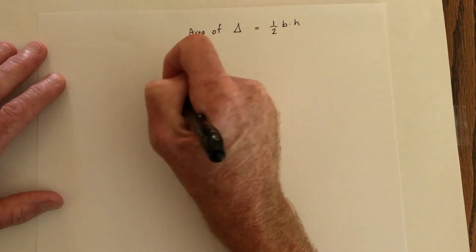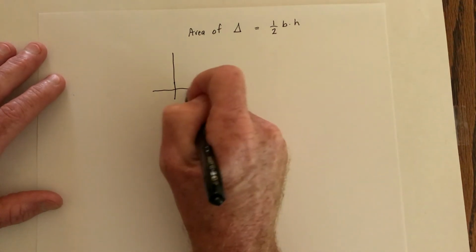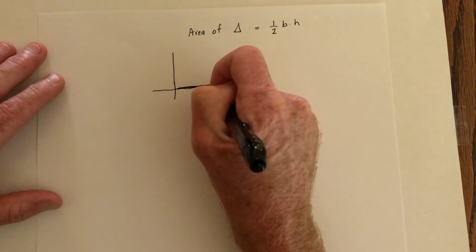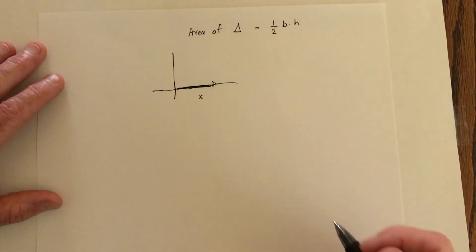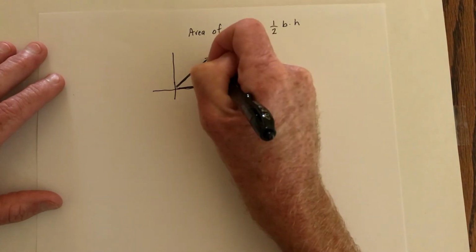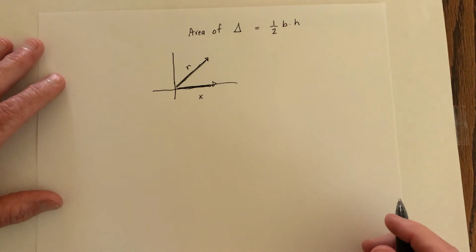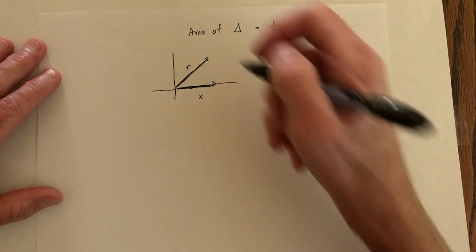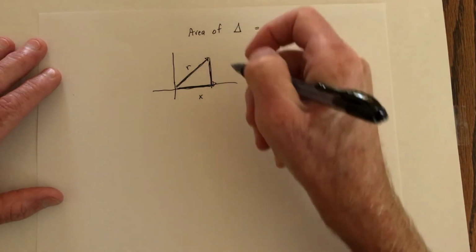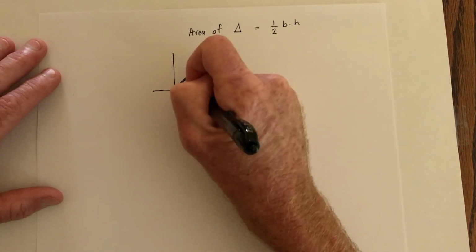Well, let's say that you've got two vectors. So this vector right here, I'm going to call that vector x. And then this vector, I'm going to call that vector r. So if you have two vectors, then you could go like this. I'm going to make a right triangle. And then this is theta right here.